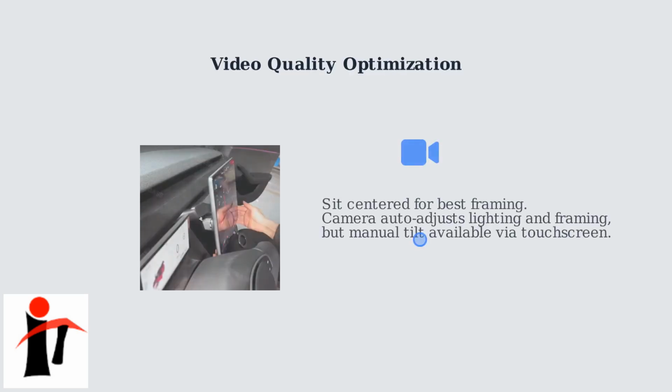your Zoom participants. For optimal video quality, position yourself in the center of the cabin to ensure proper framing. The cabin camera automatically adjusts lighting, focus, and framing using AI, but you can manually tilt the camera angle through the touchscreen controls for fine-tuning.